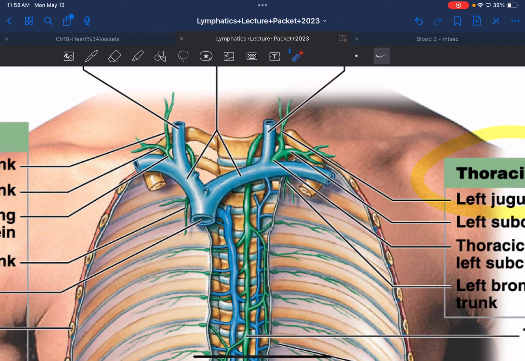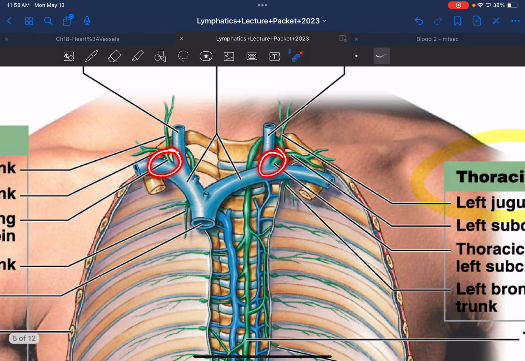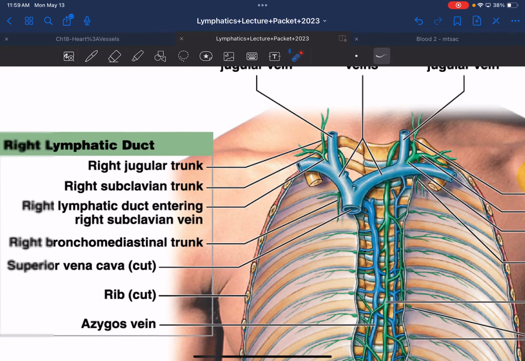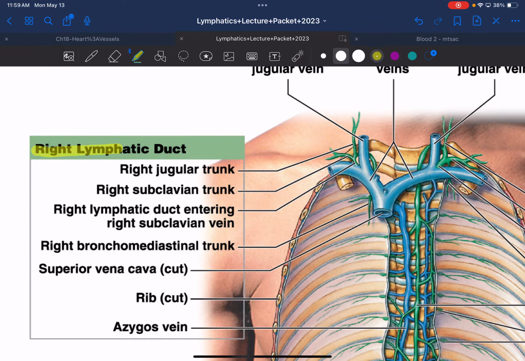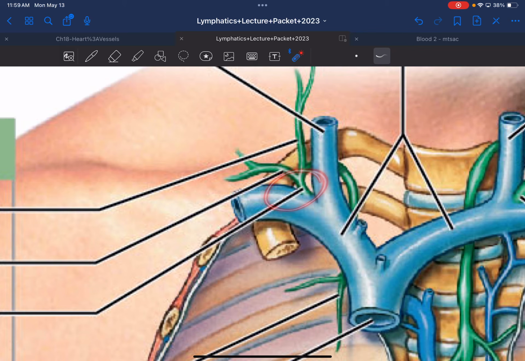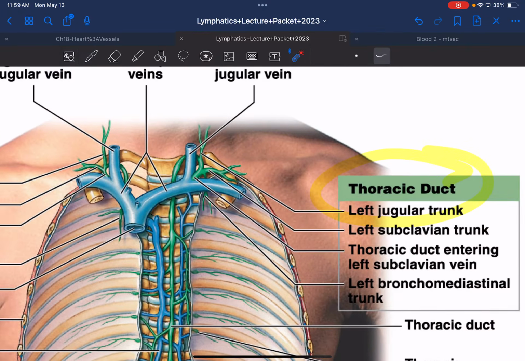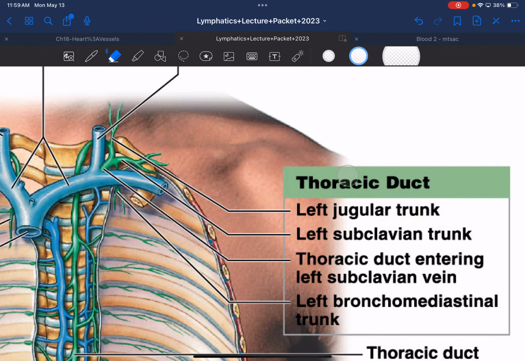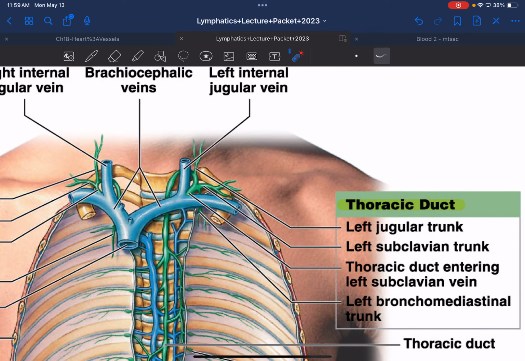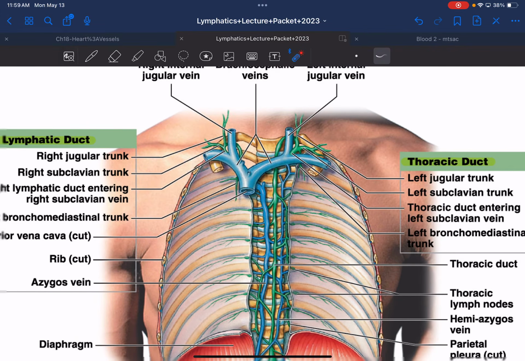And so these two drainage sites of the veins, where they drain into the veins, one is called the right lymphatic duct on the right side. And then we can see another one that should have been conveniently called the left one, but it is called the thoracic duct instead. But we'll see why in a second, why there's some sense to it.